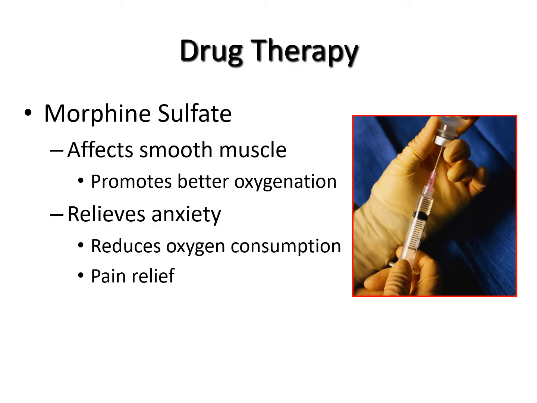Morphine sulfate is another drug that we use quite frequently with heart failure patients because it affects the smooth muscle, again causing relaxation of the smooth muscle and promoting better oxygenation. It also has the benefit of relieving anxiety, which reduces oxygen consumption. Also, it does provide pain relief.